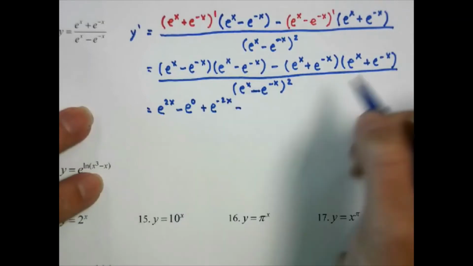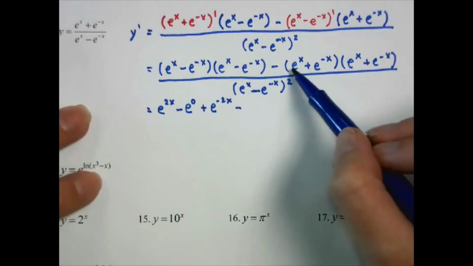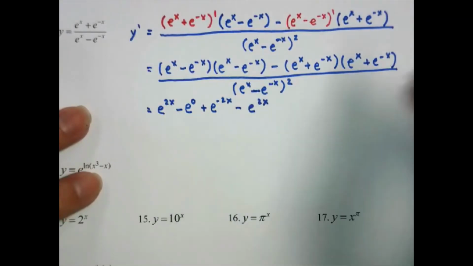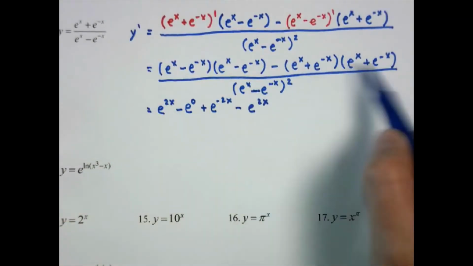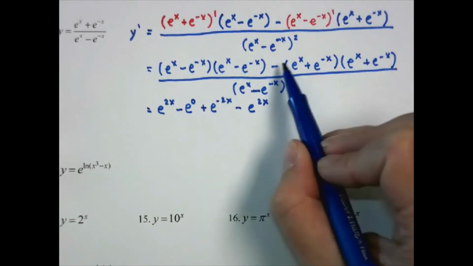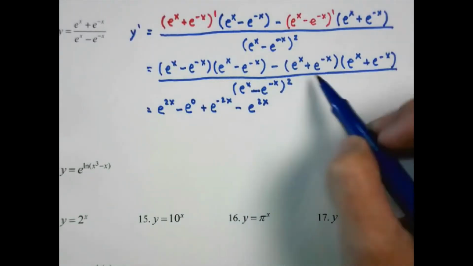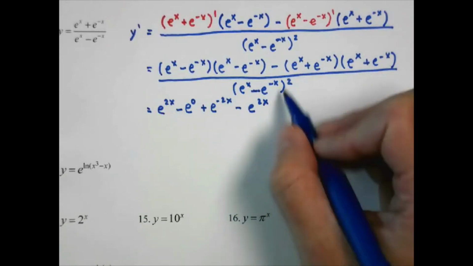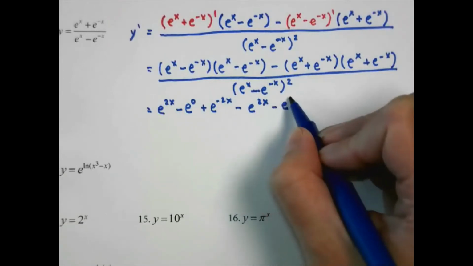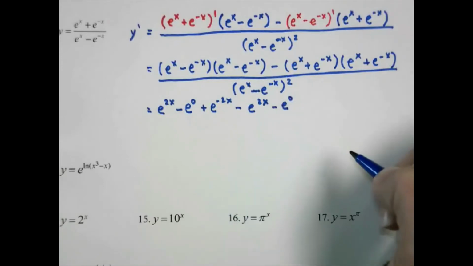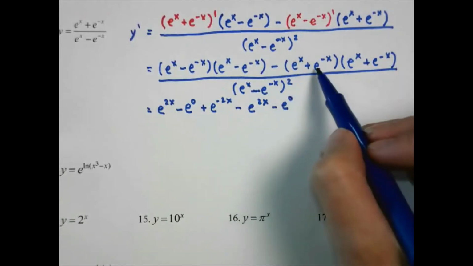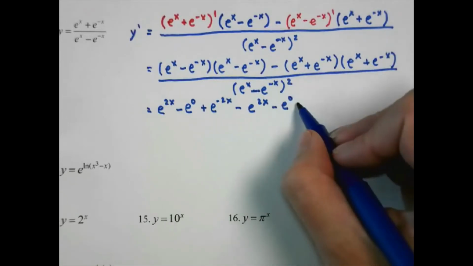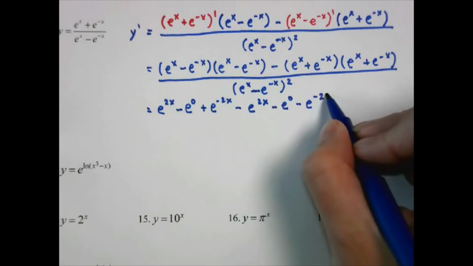This is going to be minus e to the x times e to the x is e to the 2x. So all of these are going to be positive when I FOIL it, so when I distribute through the negative, they're all going to be negative. So e to the x times e to the negative 2x is e to the 0. So we're going to subtract e to the 0. And then e to the negative x times e to the negative x is e to the negative 2x. So we're going to have a minus e to the negative 2x.